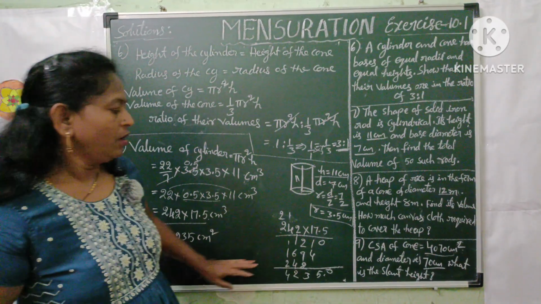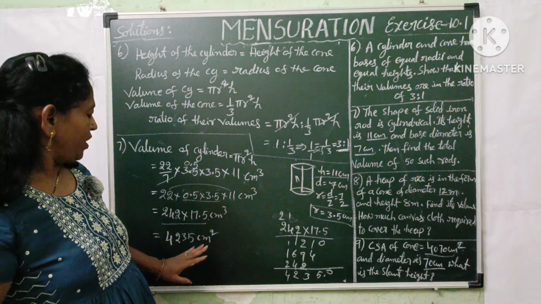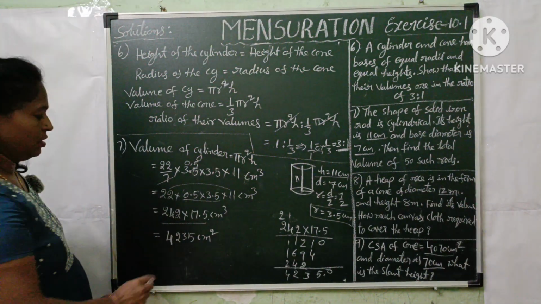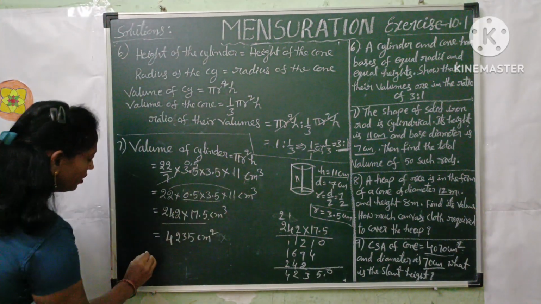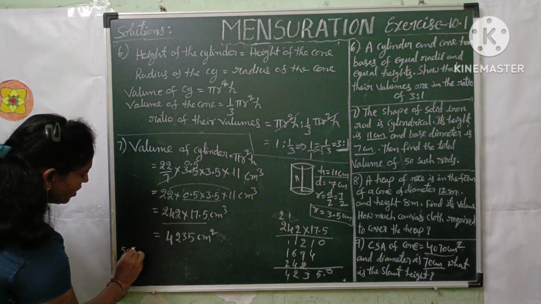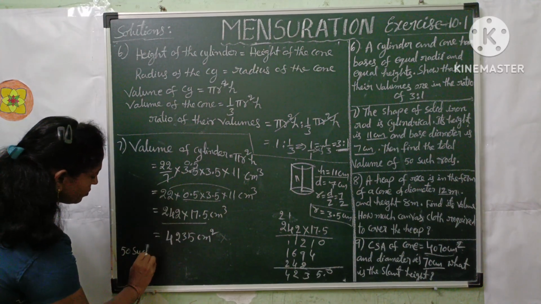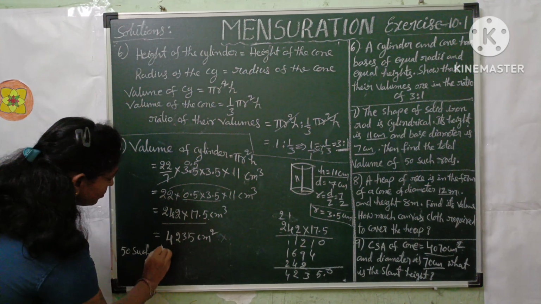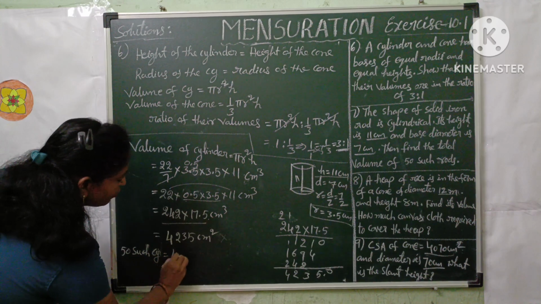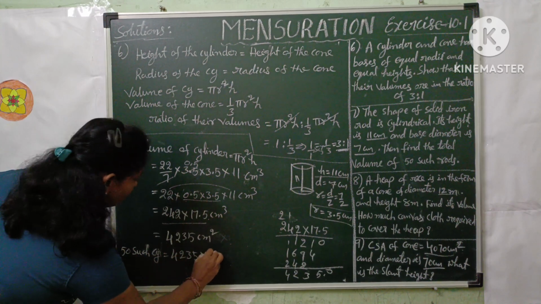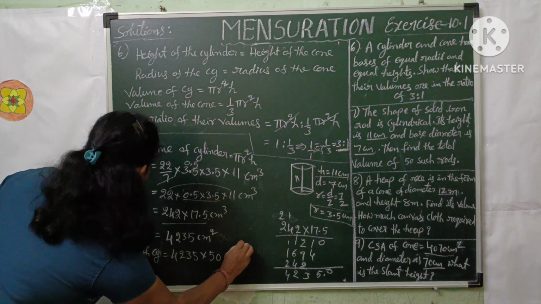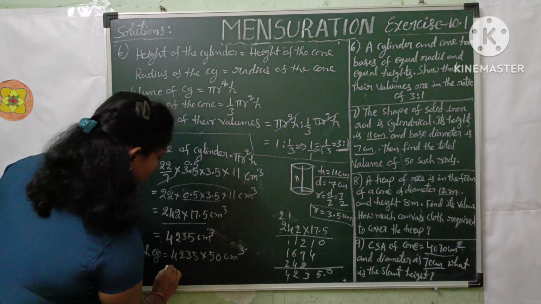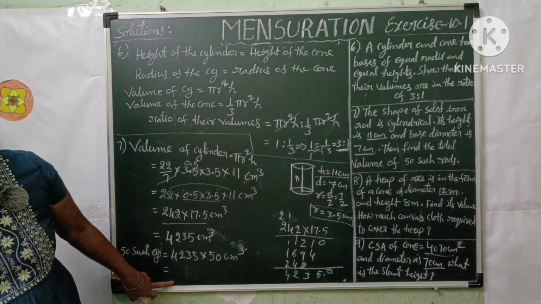They are asking 50 such cylinders. So we need to multiply the volume of one cylinder into 50 cylinders. So we need to multiply with the 50. Therefore, 50 such rods, no? Cylinders equal to 4235 into 50 centimeter cube. Okay, so we need to multiply. Finally, we get the answer here.